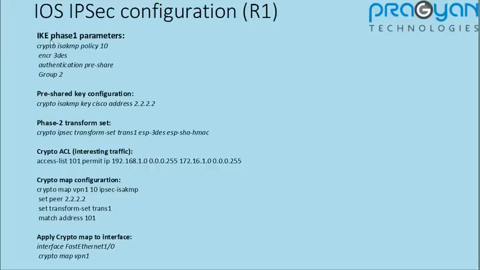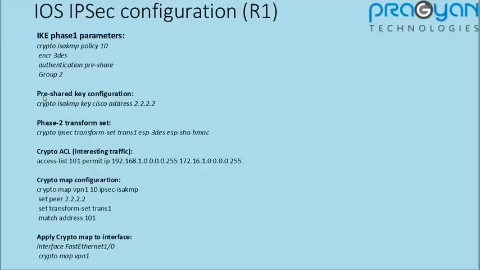So for this policy 10 we are using encryption 3DES, authentication pre-share, and Diffie-Hellman group is group 2. So these three are essential parameters. I could also configure lifetime, but I'm leaving it default, right? Hashing is not shown here. You could also configure hashing SHA-1. If you don't configure hashing, by default hashing is SHA-1.